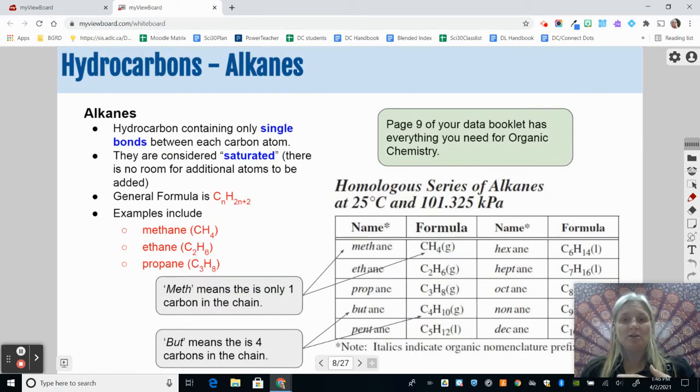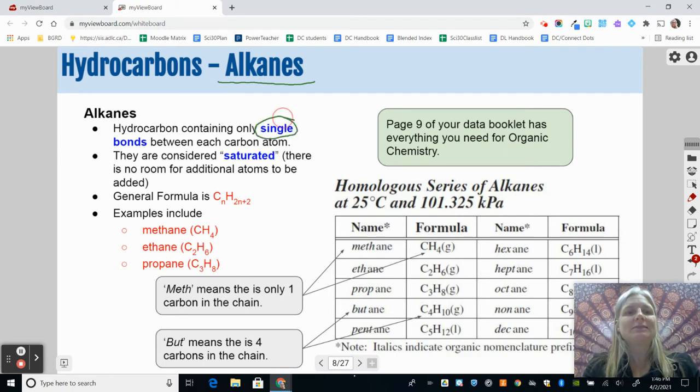So we will learn how to name all those compounds we just looked at, but now we're going to start with the basics. So right now we're going to look at alkanes. Alkanes are hydrocarbons, so they're just made of hydrogen and carbon still, and they only form single bonds. So there's no double or triple bonds like I showed you on the last page between the carbons, just single bonds. And because there's only single bonds, these are considered saturated.